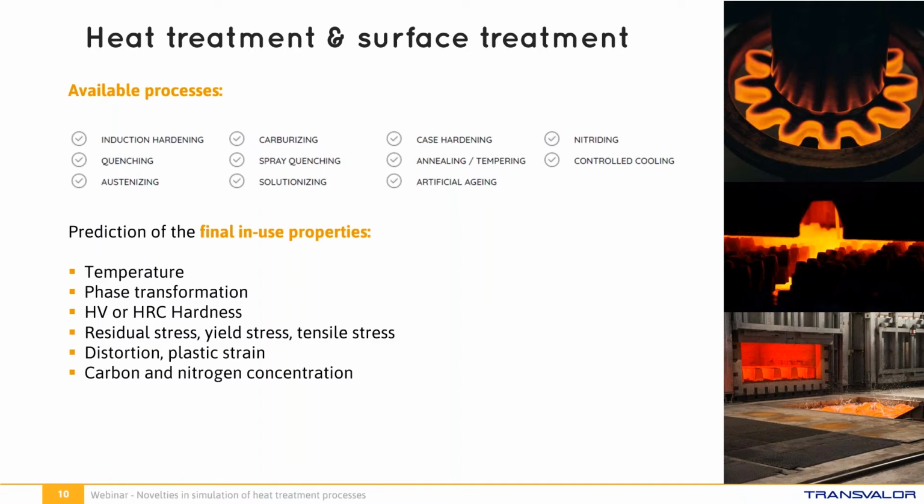Thanks to the numerical simulation, a complete management of incoming and outgoing material can be achieved with SIMHEAT. You can predict and analyze several results such as temperature evolution, phase transformation, hardness, distortion, residual stress, carbon and nitrogen concentration. It is possible to generate a report of the whole production process with different graphs.